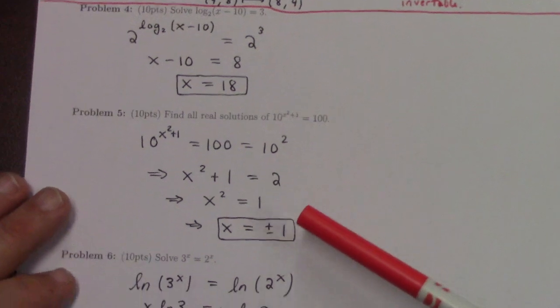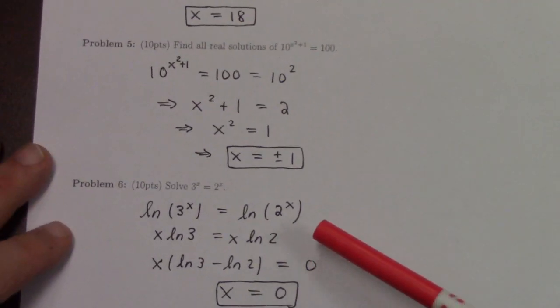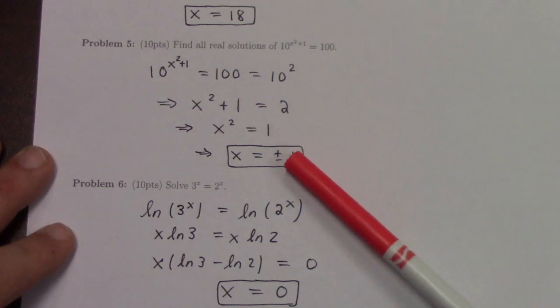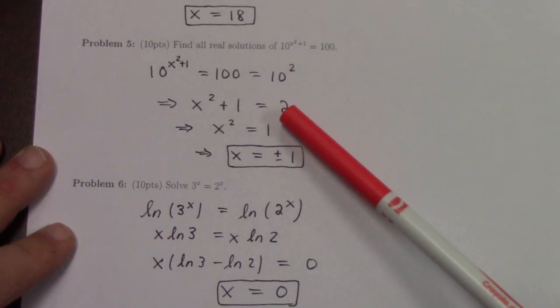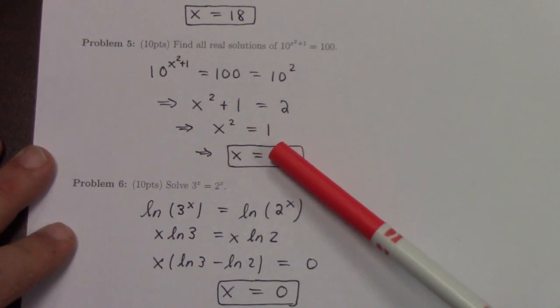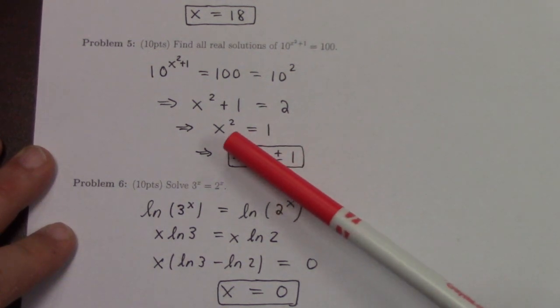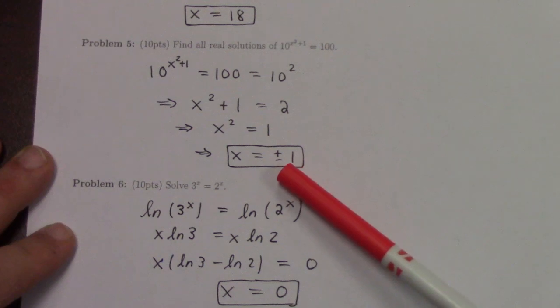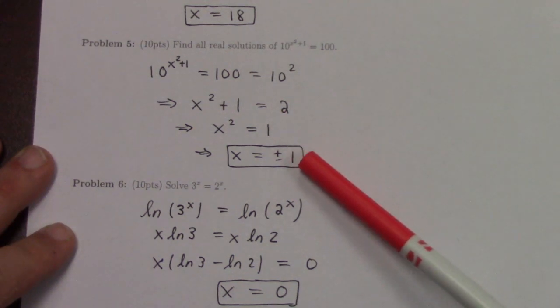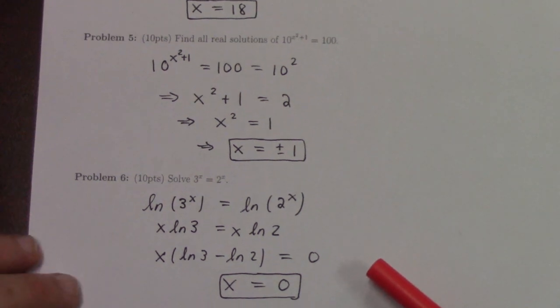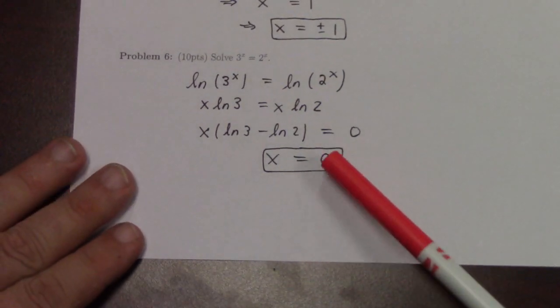The next problem, I used the 1-to-1 property. 100 is 10 squared, which is 10 to the 2. So then by the 1-to-1 property, I get x squared plus 1 equals 2, which gives me x squared equals 1, subtracting 1 from both sides. So then take the square root of both sides, plus or minus, of course, square root property. You get x is plus or minus 1. And there's that one.